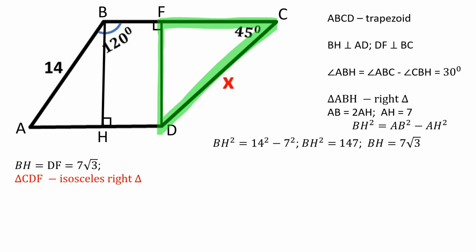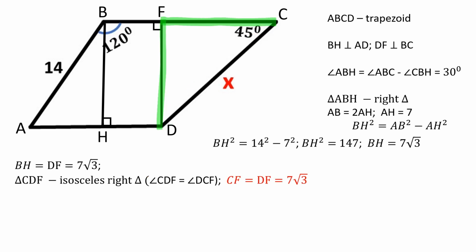Triangle CDF is an isosceles right triangle. Angles CDF and DCF are both equal to 45 degrees. CF is equal to DF and equal to 7 square roots of 3.